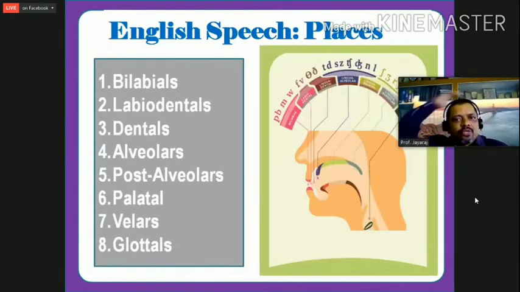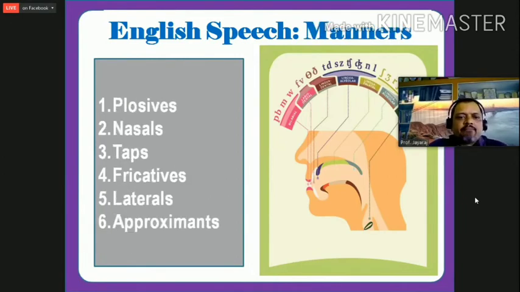Right now, let us come to English speech and places of articulation. English uses 8 places of articulation, as I mentioned, and these are the 8 places of articulation. And then if you look at manners in English, we can see 6 manners of articulation. English has plosives, nasals, taps, fricatives, laterals, and approximants.